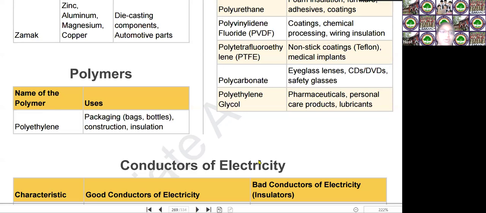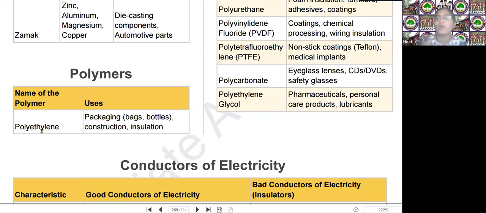So this is one type of polymer. It is formed of a number of molecules, with a number of different natural or synthetic substances. Polyethylene is one of the polymers.